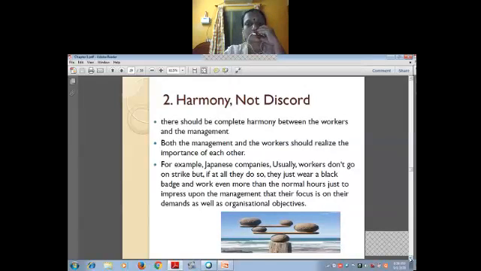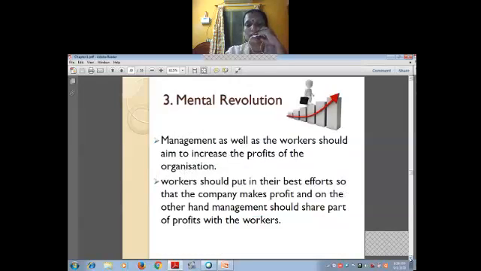Okay. Harmony, not discord. Harmony in the sense, already I said, togetherness. There should be complete harmony between the workers and the management. Both the management and workers should realize the importance of each other. So everybody should know about their importance. Okay, so that only they can achieve their goals.